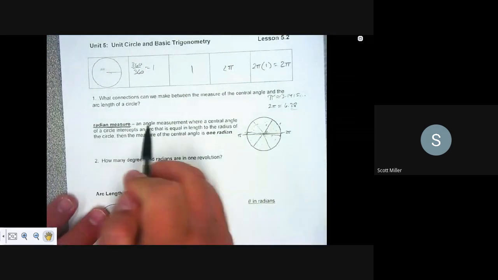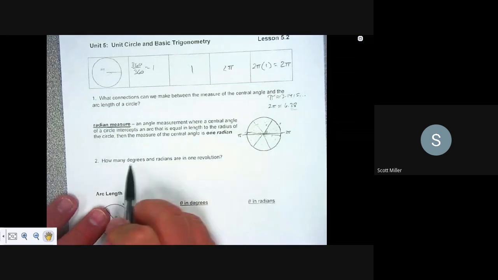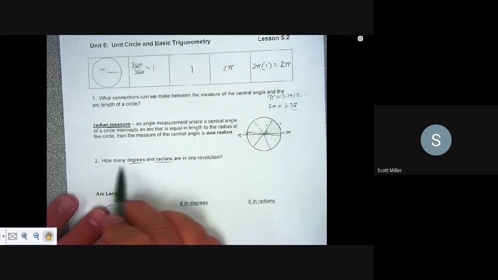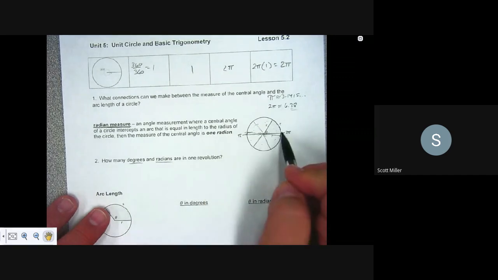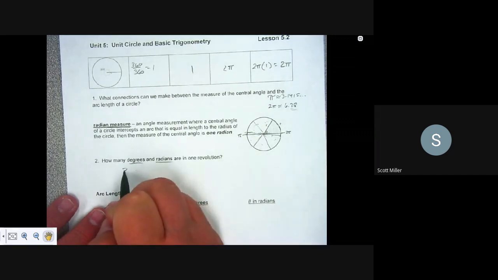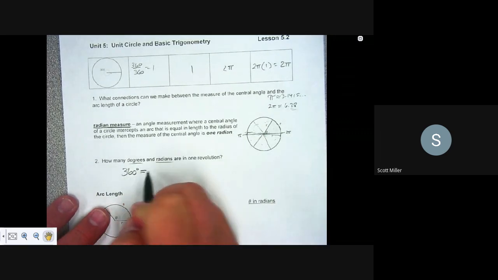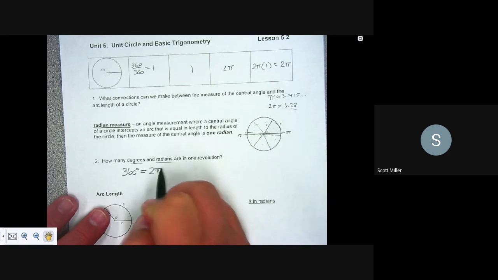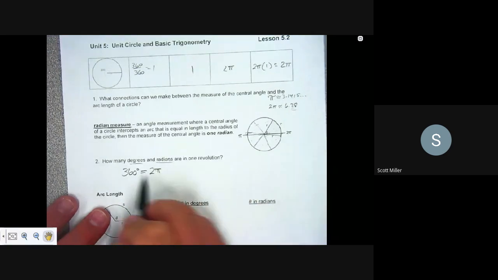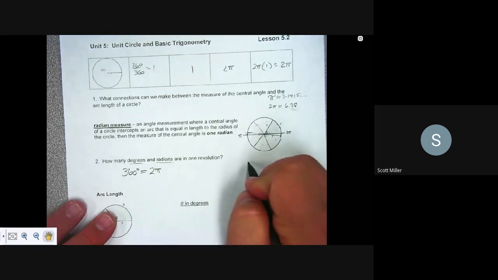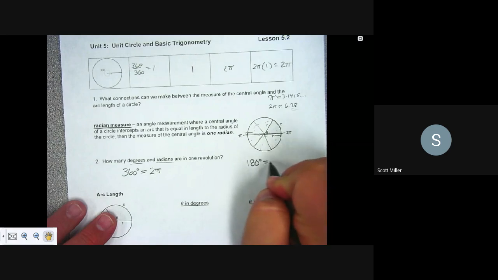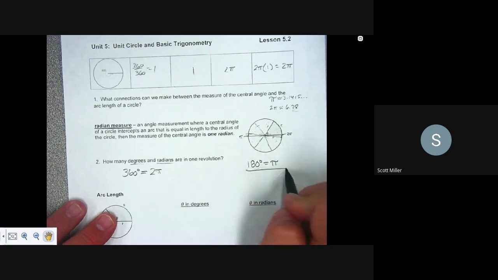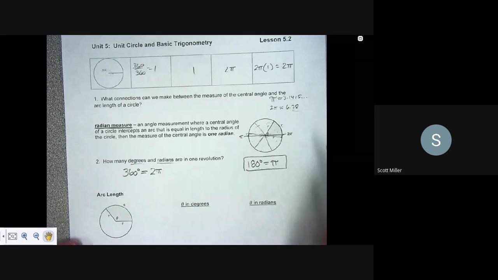Part of what we have to be able to do is convert from degrees to radians. So how many degrees and radians are in one revolution? One time around the circle, there's 360 degrees, and that is equal to 2 pi radians. If I reduce it down, because they both are divisible by 2, I get the conversion of 180 degrees equals pi radians. This is the conversion you will use to convert between radians and degrees.